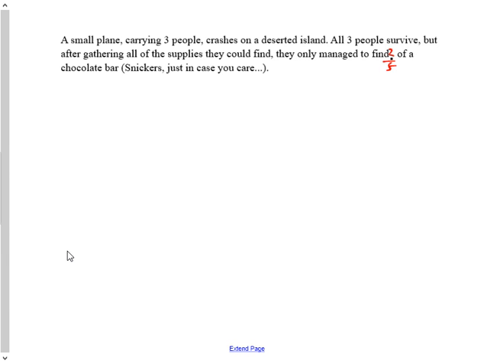They're going to split it. I didn't write the rest of this question, but they're going to share it equally. How much does each person get of a bar? So 2 ways you could solve it, and I want you to be able to do both.